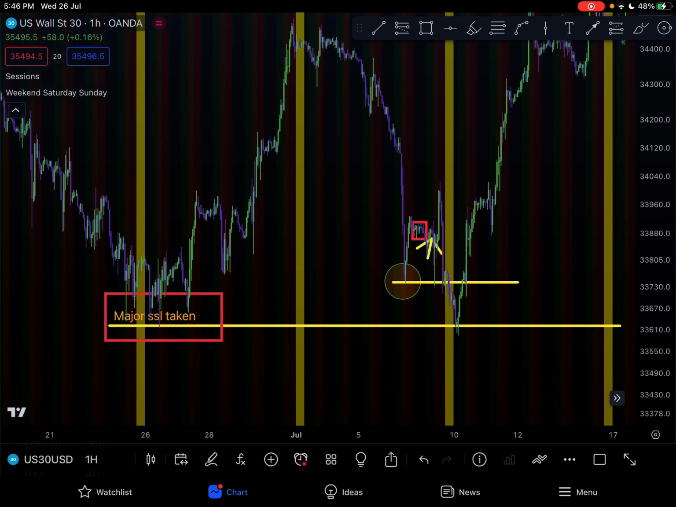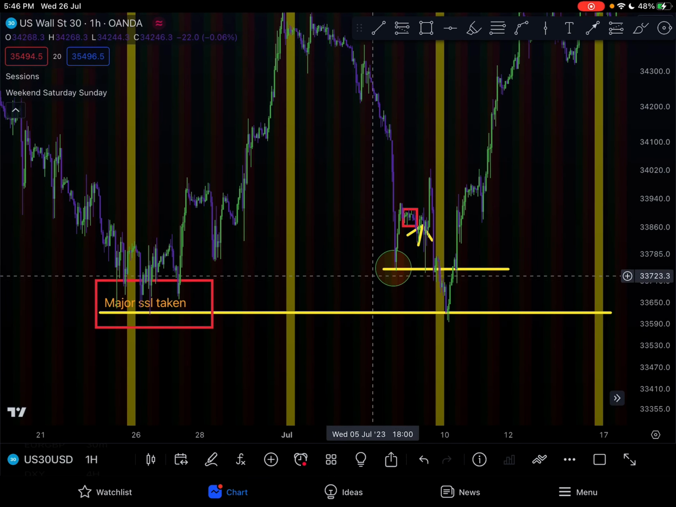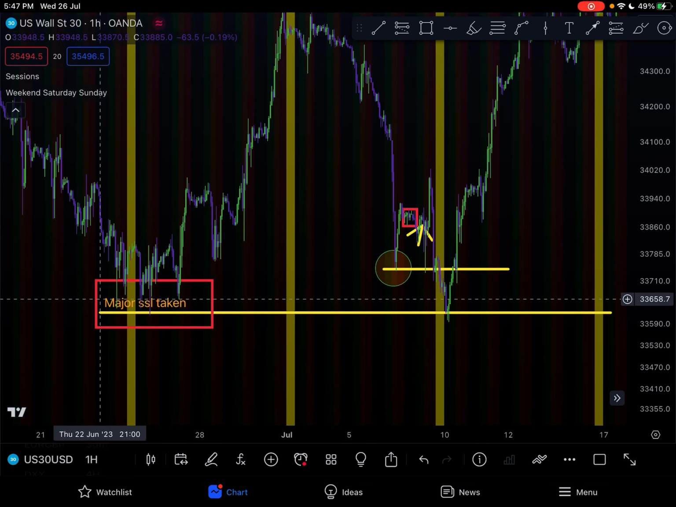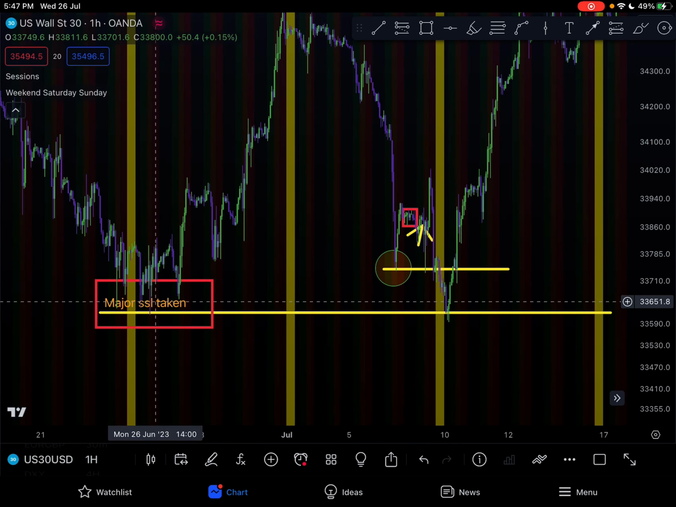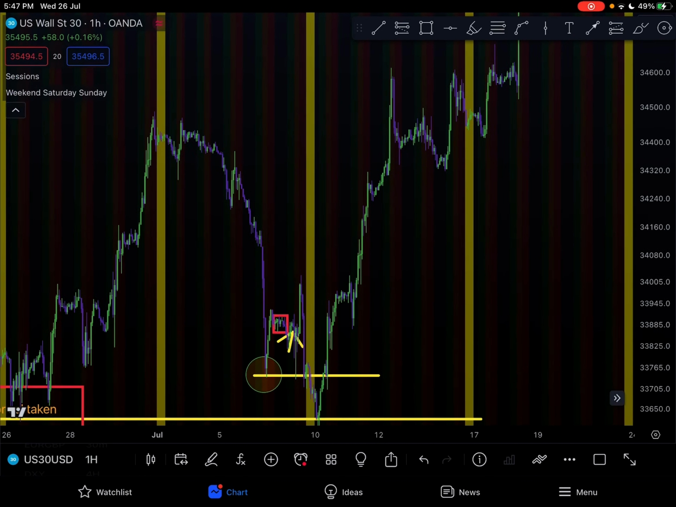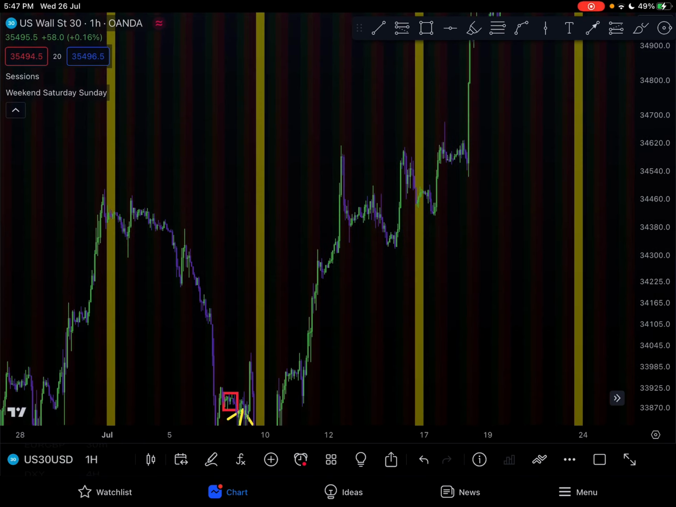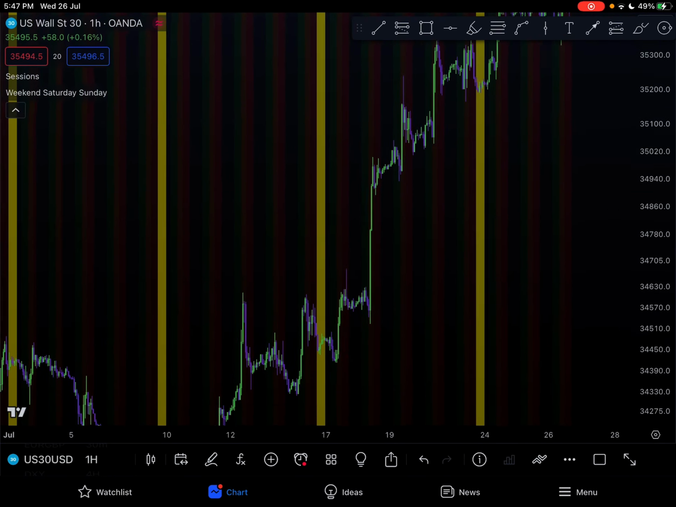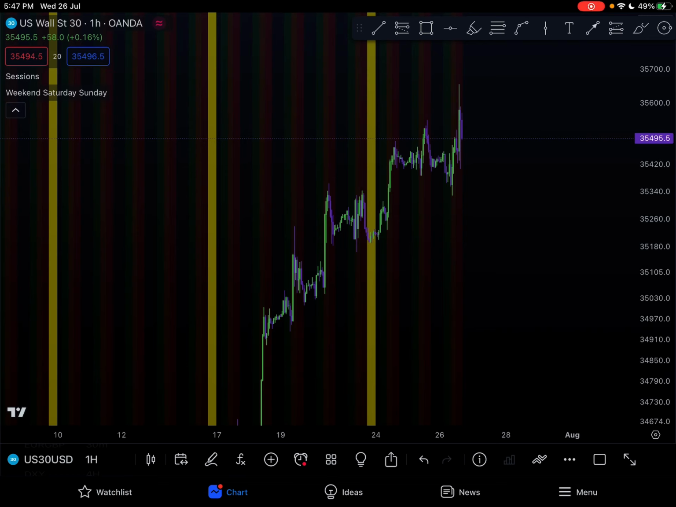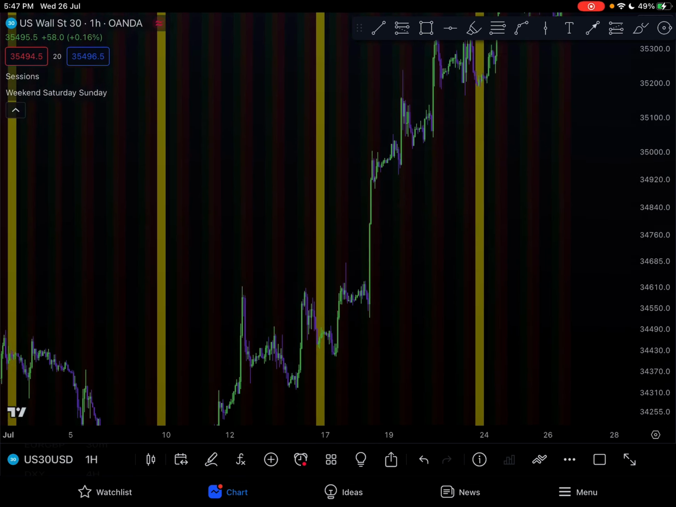And again, we talked about this one right here that's outlined in this circle. We talked about this major SSL from the week before. As soon as those are broken, look what price does. It runs. And it literally does not stop. How do you be a part of that? Exactly what I told you.